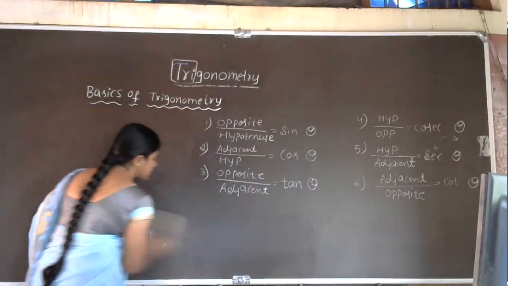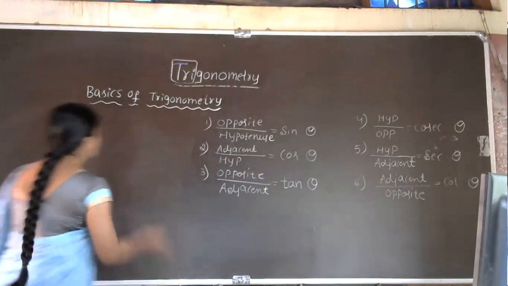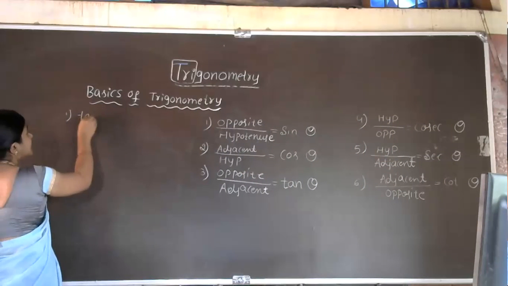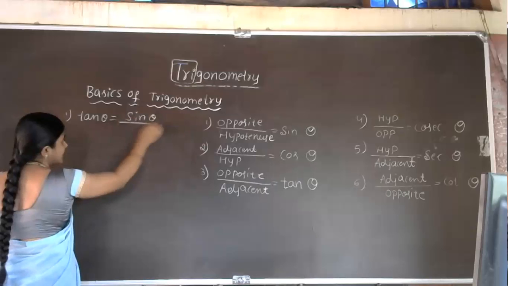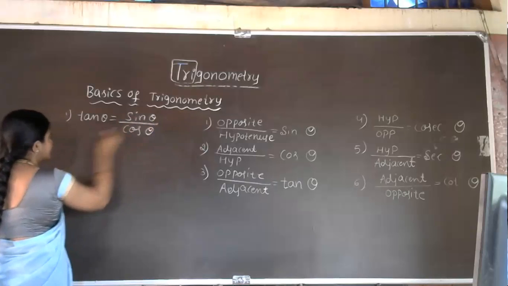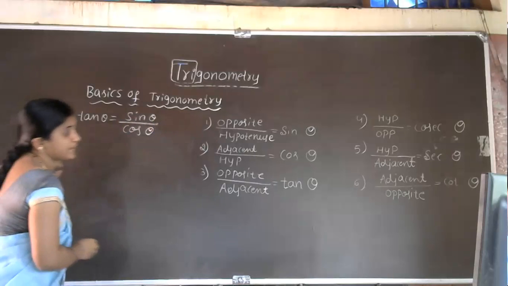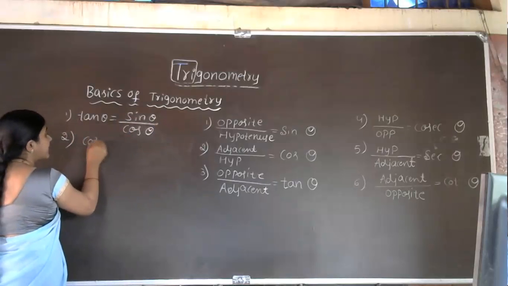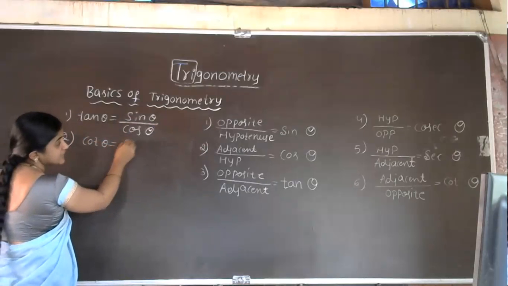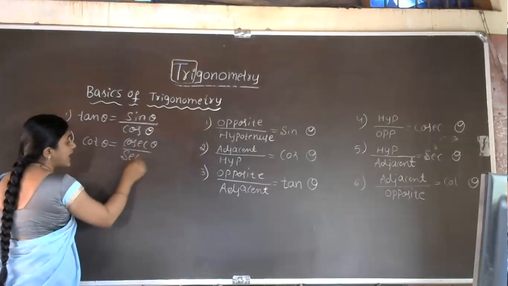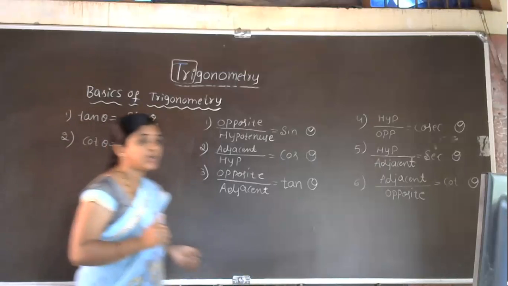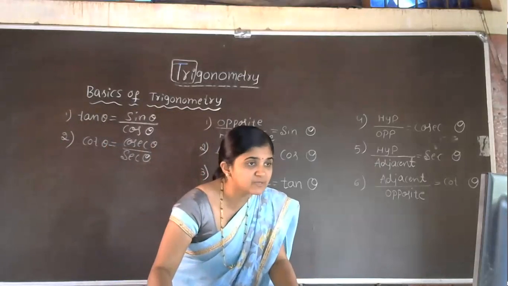Here we will list out the relationships on the board. First one is tan theta equal to sin theta by cos theta. Second relationship is cot theta equal to cosec theta divided by sec theta. Two relationships we got. So only two relationships, students.